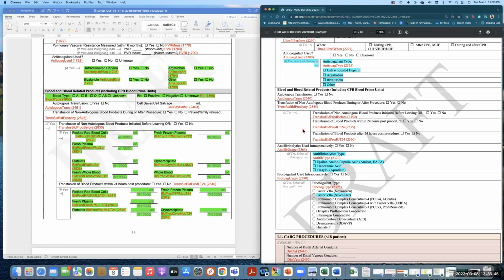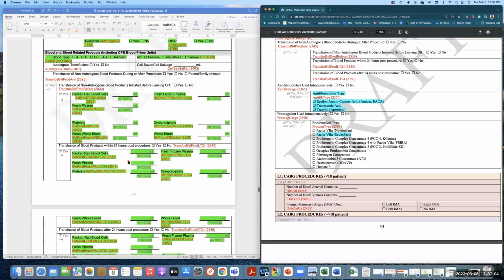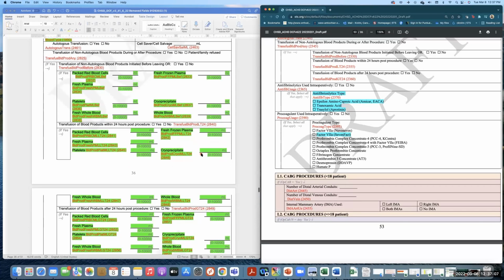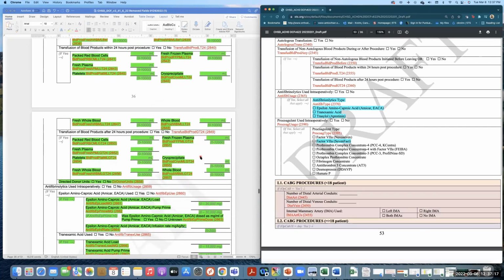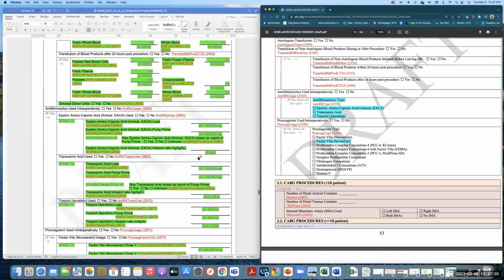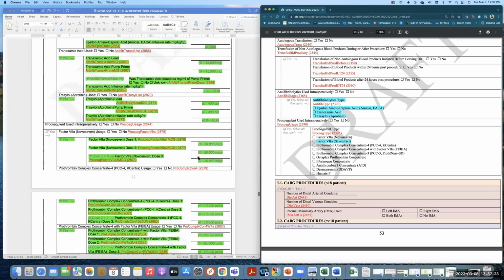And then we move into the antifibrinolytics used. Again, this becomes a multi-select field instead of yes, no to each of those individually. And then the procoagulant use as well. We've added a factor 7A, 7 fact. I think it's just probably a new factor that has come on the market since the last version. So what you'll see largely is that the blood fields and the amounts have gone away, unless you are an anesthesia participating program, in which case these have been just moved to a different section, and we'll get to those when we cover the anesthesia section in more detail.